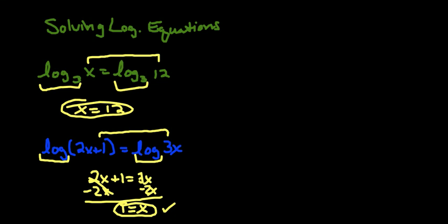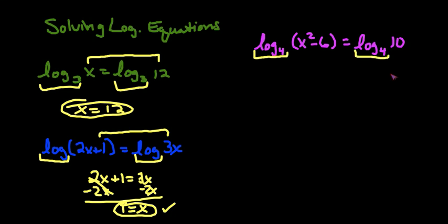Alright, let's go to one that's not quite as obvious as that. Let's go to the base 4 this time. Log base 4 of x squared minus 6, and set that equal to log base 4 of 10. Now, same concept, both of these are log base 4, so again, if both sides of the equation are going to equal each other, this part has to equal this part. So that's what we'll write out. x squared minus 6 equals 10.